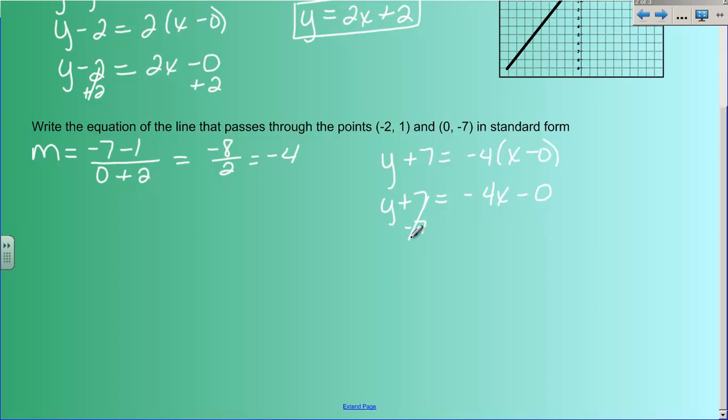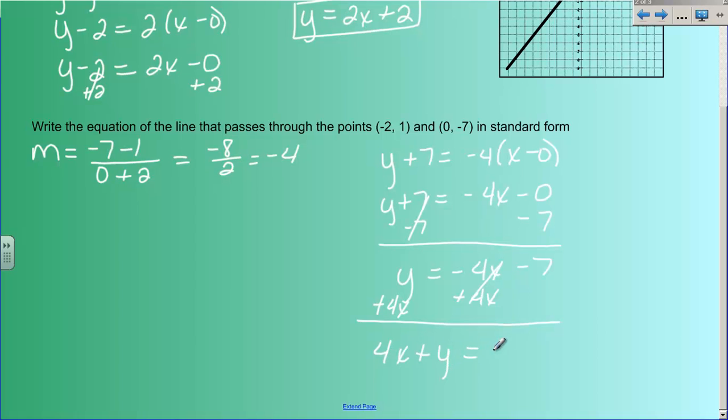So I'm going to go ahead and put it in slope-intercept because that part's easy. So I end up with y equals negative 4x minus 7. But to get it in standard form, I've now got to get this minus 4x on the other side. So now I have to add 4x here and add 4x here. And so in standard form, it's 4x plus y equals negative 7.